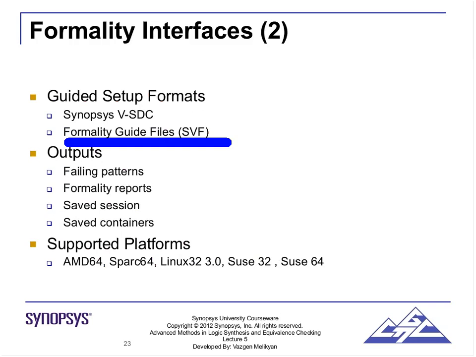The outputs are failing patterns. For failure cases, it will write out the vectors. Formality reports list down all the compare points that are non-equivalent, and whatever are equivalent. You can save a session just like in PrimeTime and Design Compiler. You can then restore the session and debug more. You can save the containers also for future use, and these are the platforms supported.